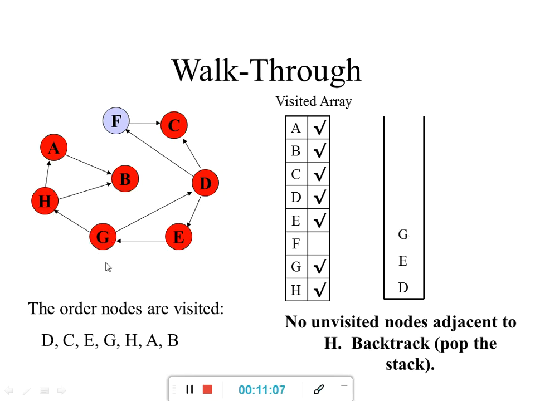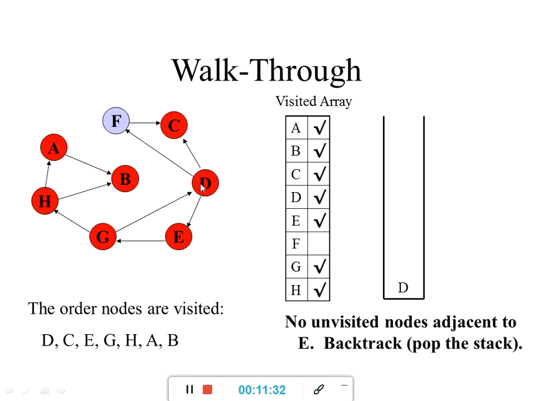We need to check whether there are any unvisited nodes for G. So there are no unvisited adjacent nodes for G. So pop G. Now the topmost element is E. Again need to check whether there are any unvisited adjacent nodes for E. No, there are no unvisited adjacent nodes for E. So pop E. Now the topmost element is D.